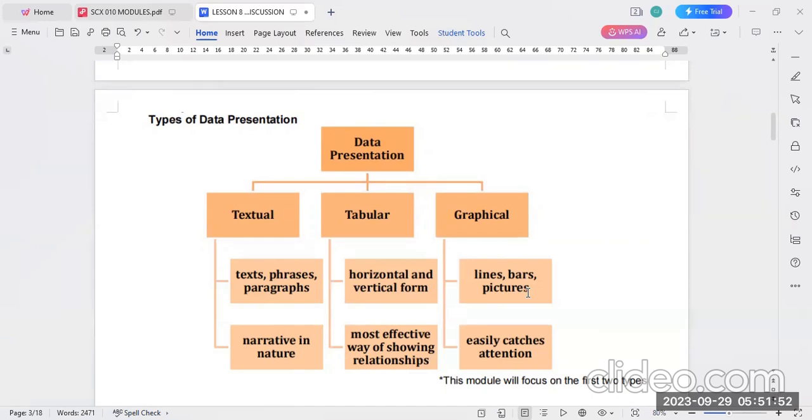And the last one is the graphical, which contains lines, bars, and pictures. Of course, it includes the line graph, bar graph, pictograph, and also the pie chart. And this easily catches attention. This module will focus on the first two types, the textual and the tabular.